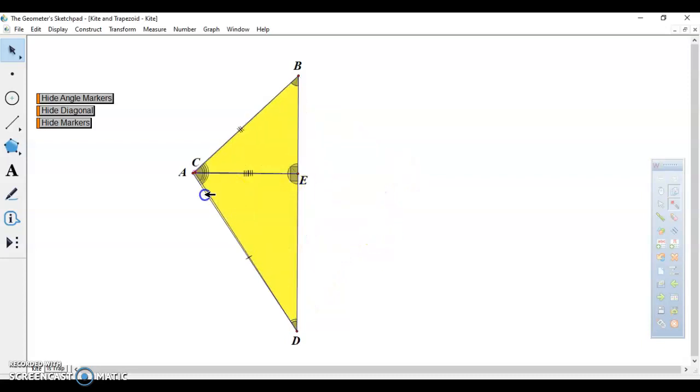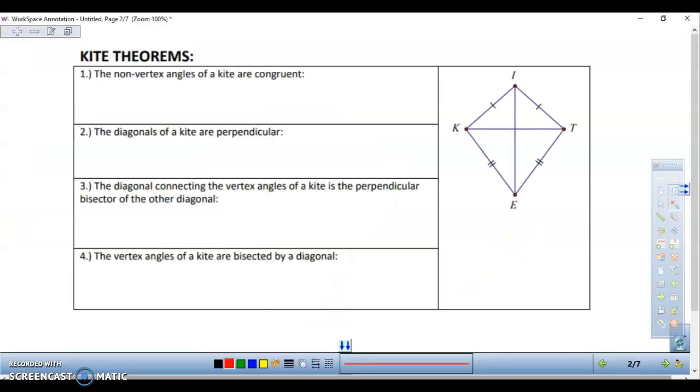Just by seeing this symmetry, you can see all these little theorems that are true about a kite. So here are the theorems about a kite. First, the non-vertex angles are congruent. What that would mean in this picture is that angle IKE, this whole angle, would have to be congruent to angle ITE because of that symmetry.